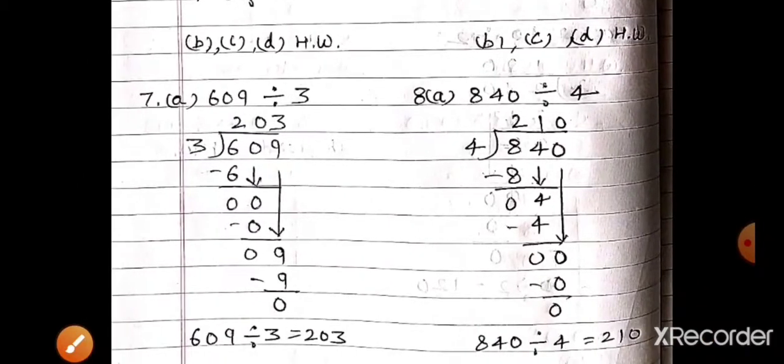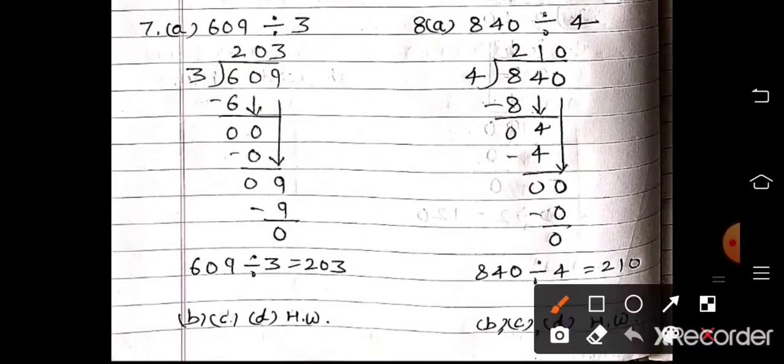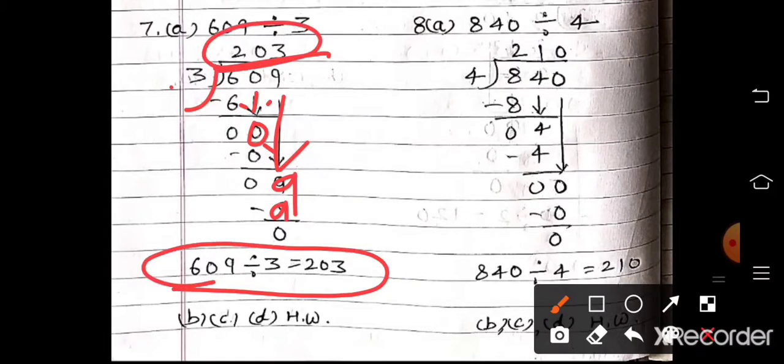Now question number 7. 609 divided by 3. Very simple. 3 2 ja 6 first. 6 minus 6 0. Then write this 0 like this. 0 times 0 minus 0 0. Then bring down 9. 3 3 ja 9. So 9 minus 9 0. So answer is 203. Okay. B, C, D is your homework.